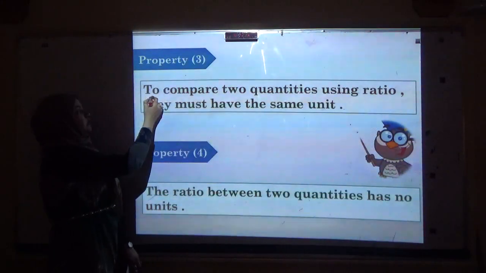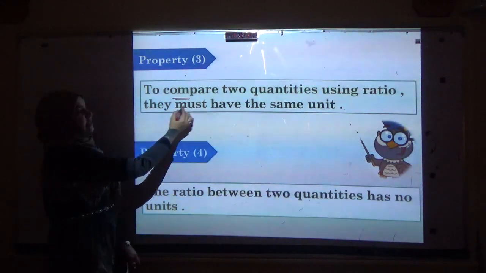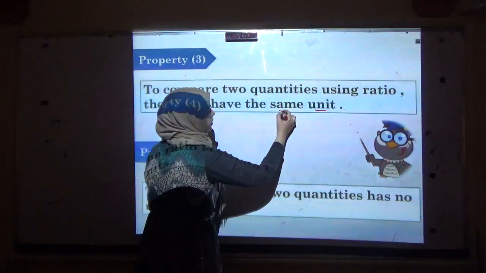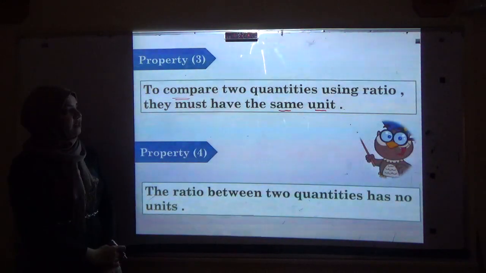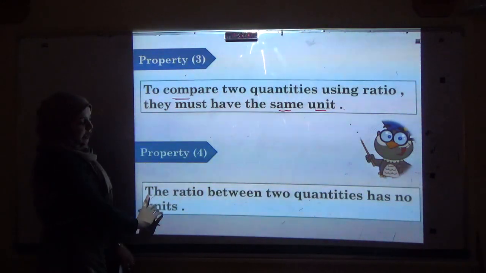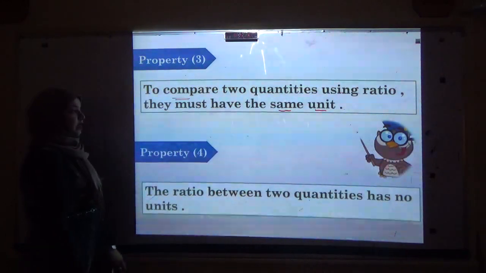Number three, to compare two quantities using ratio, they must have the same unit. Number four, the ratio between two quantities has no unit.